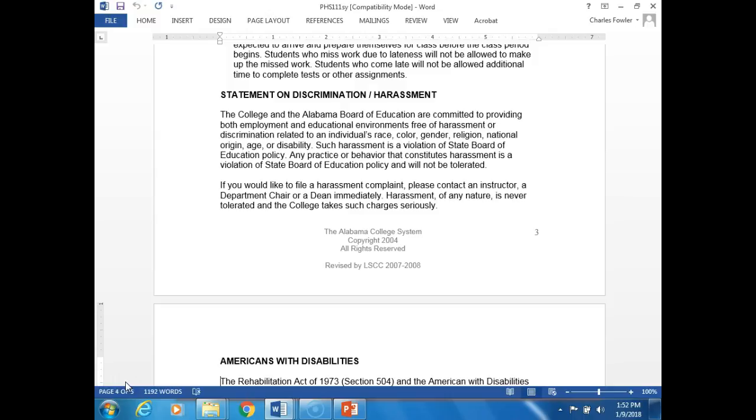There are procedures in place. Even if it's us, we'll help you write it up, okay? Or my boss will, or someone will do it. Let me point something out to you. Any practice or behavior that constitutes harassment or violation of State Board of Education policy will not be tolerated, okay? Then look at this next one. Harassment of any nature is never tolerated. You get the idea? We don't want it to happen here. We take those charges seriously.